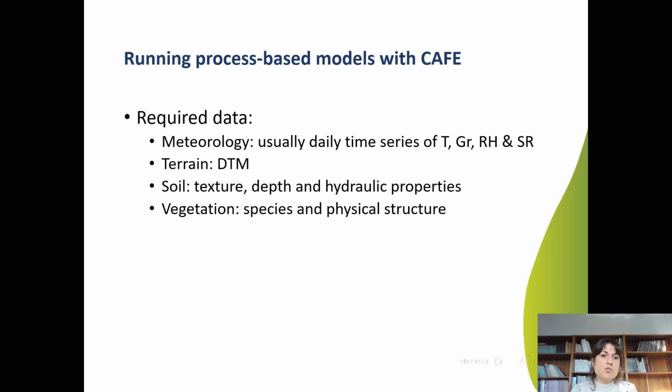The required data usually refer to meteorology, usually daily time series of temperature, precipitation, relative humidity, and solar radiation. Of course, we will need a digital terrain model, soil characteristics, usually texture, depth, and some hydraulic properties, and of course, vegetation description. Which species do we have, and what's the physical structure, like tree density, forest cover, and so on.